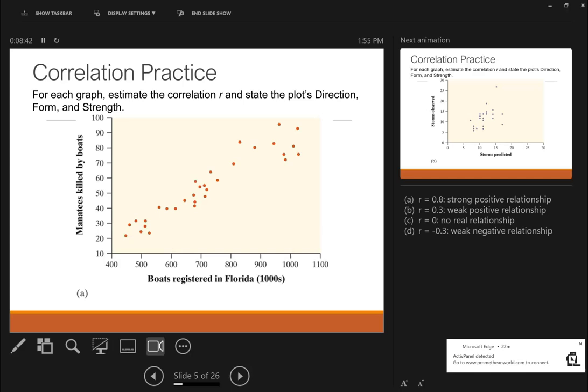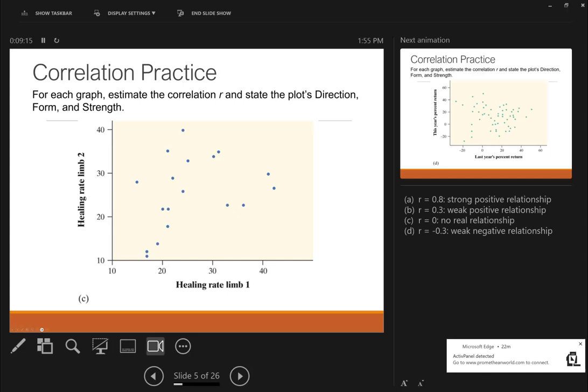Okay, what's the direction? Positive. What's the form? Linear. And the strength? I would say this is very strong. Yeah, this is between 0.75 and 1 for sure. Well, I need to go look at my answers over here on the side. What does this say? It was 0.8 was what I had written down for this. I am surprised by that, but okay.